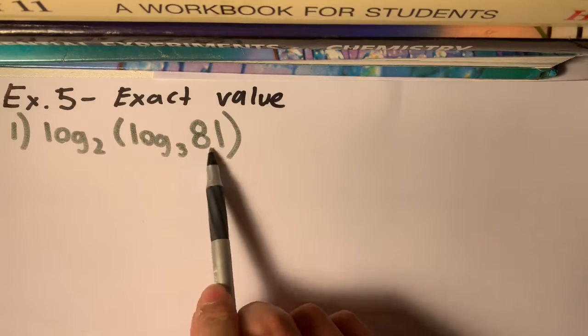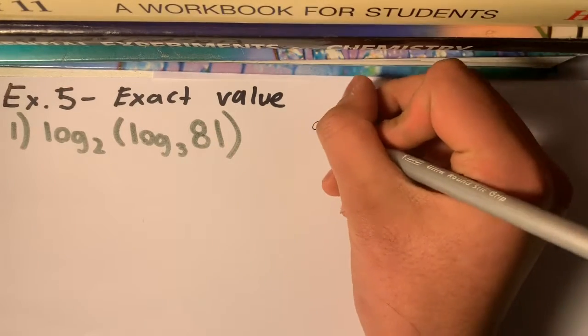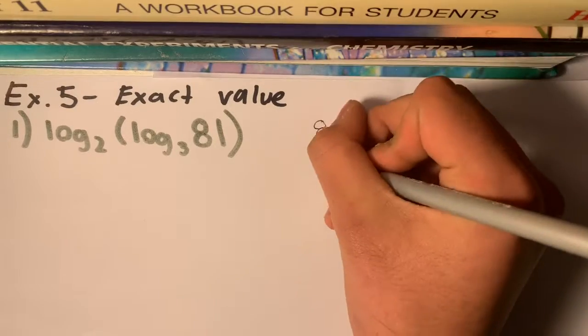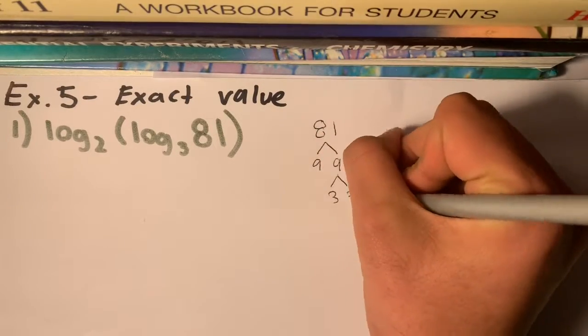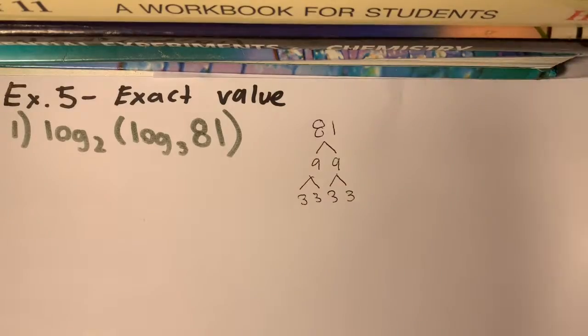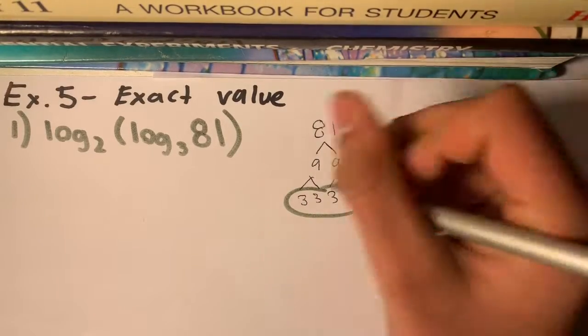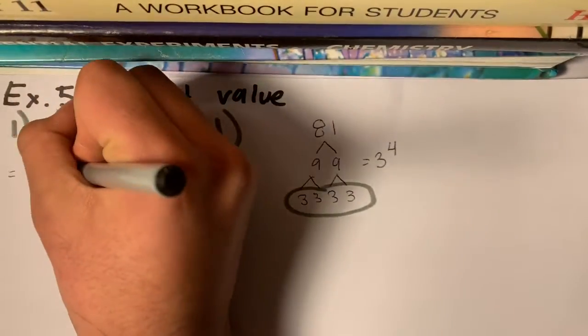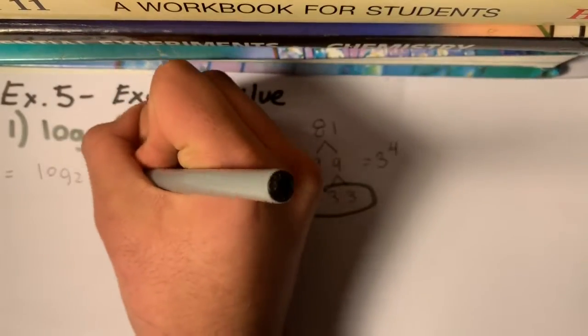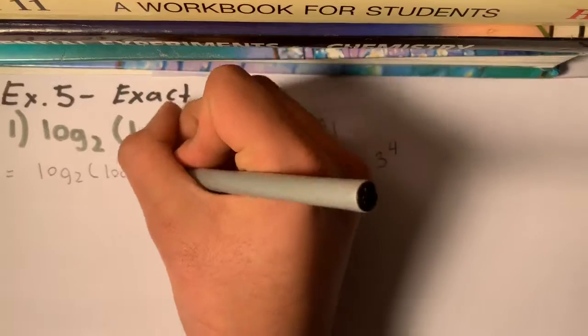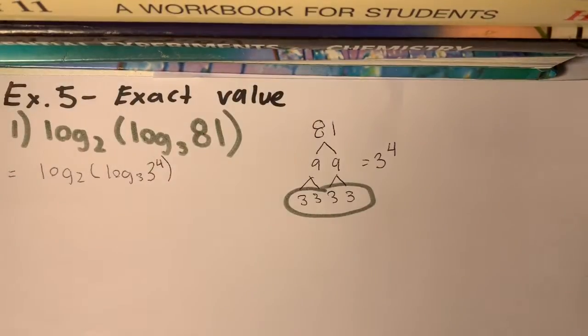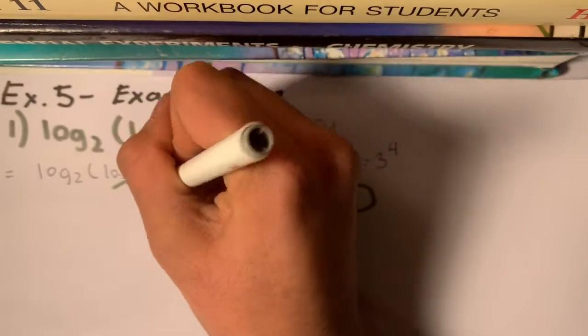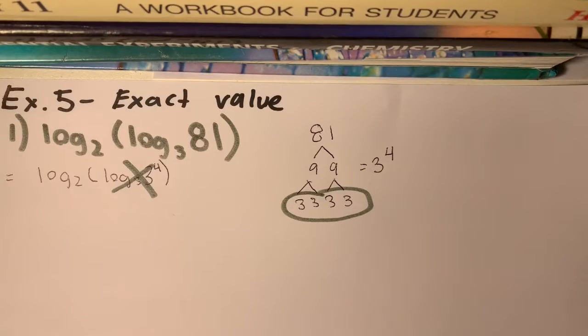I know that 3 can go into 81, so you can make yourself a factor tree. I know 9 times 9 is 81, and I know 3 times 3 is 9. Looking from this, there are 4 3's, so it's 3 to the exponent of 4. So I can write down log 2 brackets log 3, and then 3 to the exponent of 4. Now I can cross the log as well as the 3 out, which is just using one of the methods over here.